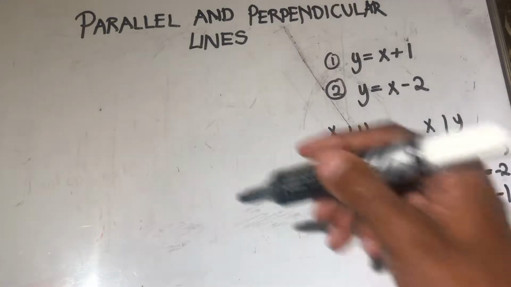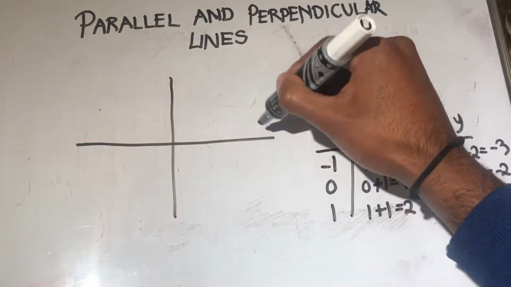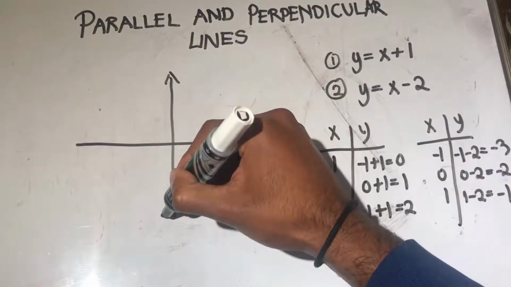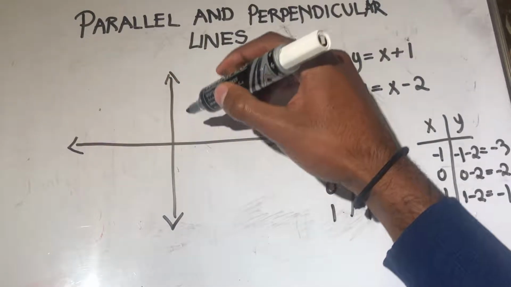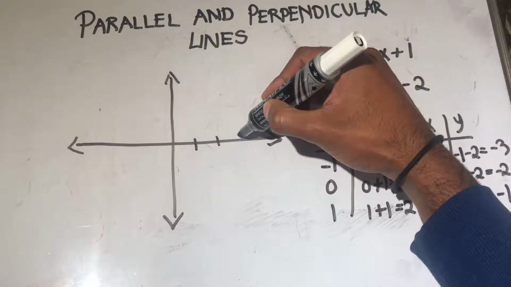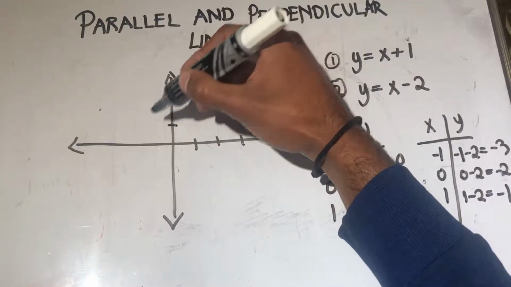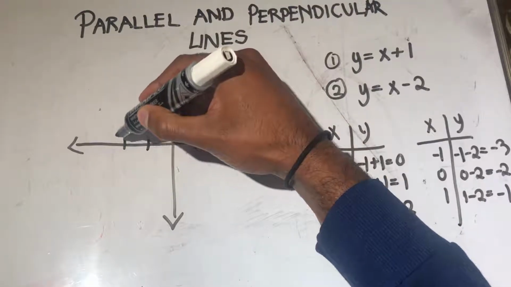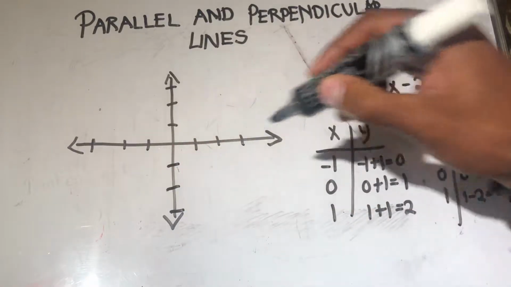Now if we go ahead and graph these equations, let's mark off some increments here. Let's say 1, 2, and 3 on each side.